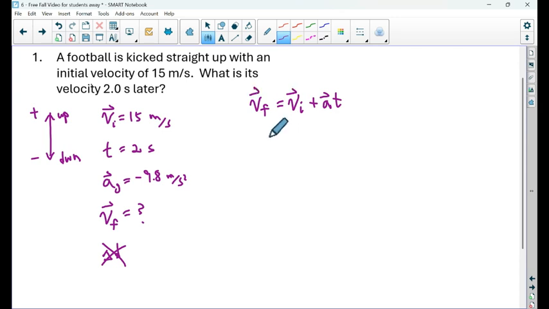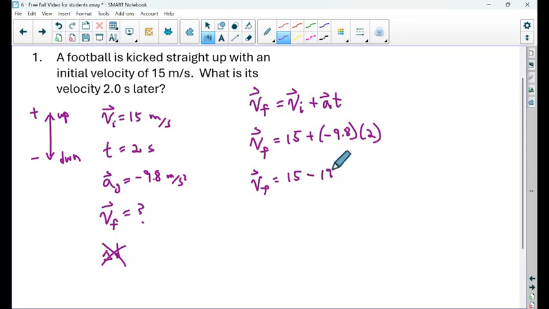Okay, let's plug in my values. My final velocity is going to be equal to, my initial velocity was positive 15. My acceleration is negative 9.8. And my time is 2 seconds. Let's keep going. That's going to be 15. Negative times a positive is a negative, so minus 19.6. Let's add those two velocities together. I'm going to end up with negative 4.6.